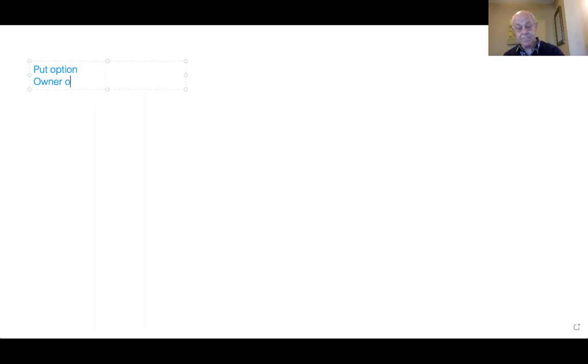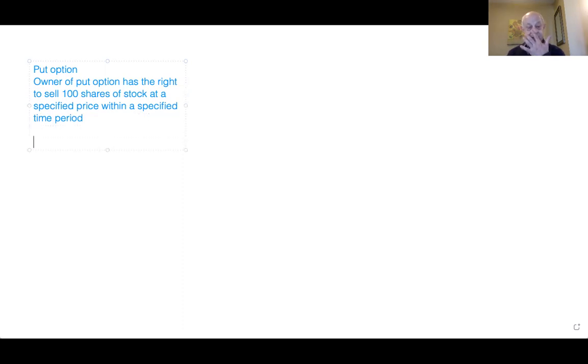The owner of a put option has the right to sell 100 shares of stock at a specified price within a specified time. So let's stick with IBM. So we have an IBM $50 July put at $4 also.